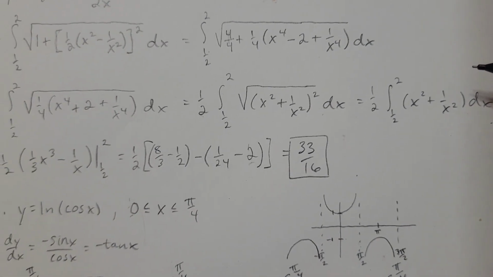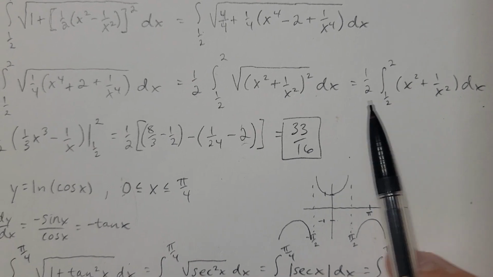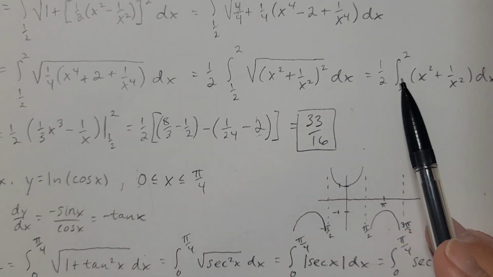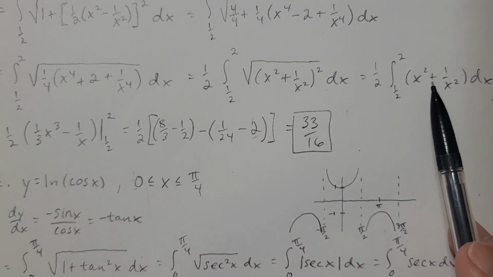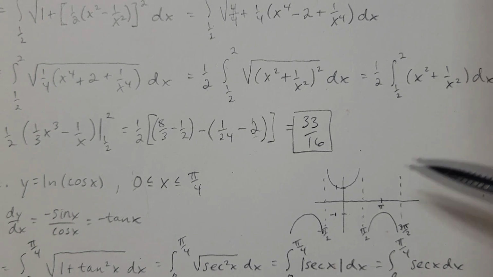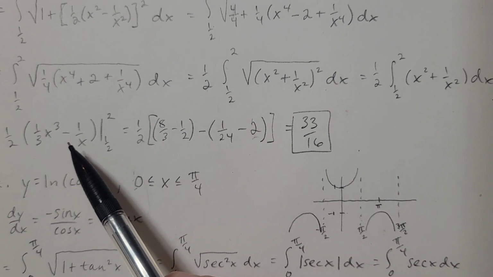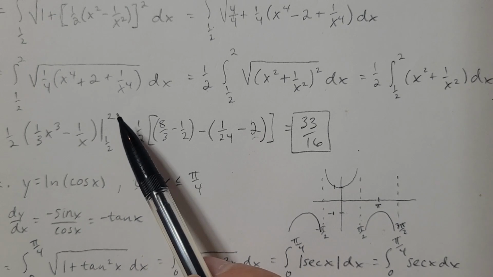Okay, and let's see, when I get the antiderivative here, I'm going to have 1/2 times 1/3 x cubed plus the antiderivative of x to the negative second power. That's going to be x to the negative first power divided by -1, or minus 1 over x. That's the same thing. And I'm going from 1/2 to 2.